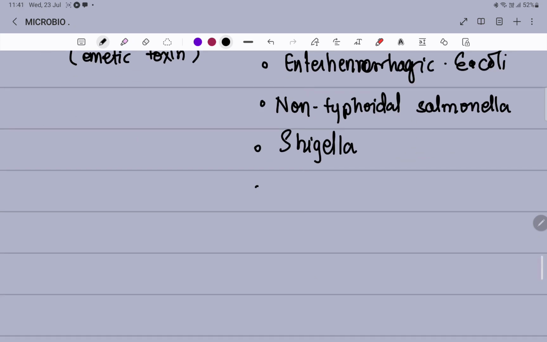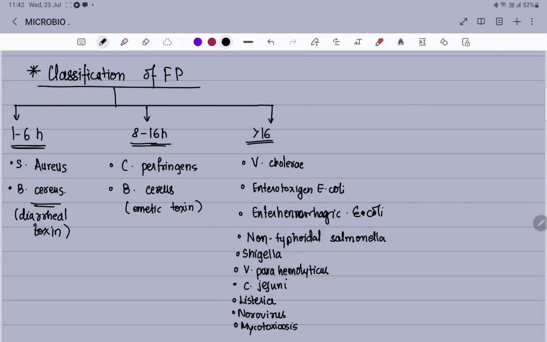It's a long list. So this is the complete table. I've tried to list most of them, not all. So first we have Vibrio cholerae, then enterotoxigenic E. coli, enterohemorrhagic E. coli, non-typhoidal Salmonella, Shigella. Then we have Vibrio parahaemolyticus, C. jejuni, Listeria monocytogenes, and norovirus and mycotoxicosis. All of them take more than 16 hours. Now you don't need to list all of them in your exam, but you need to mention most of them.